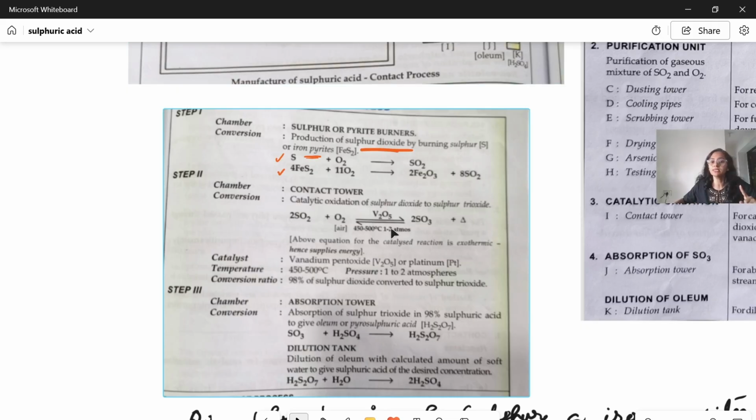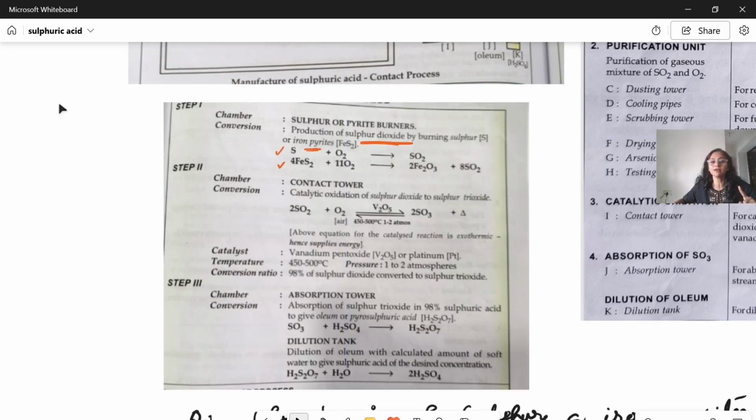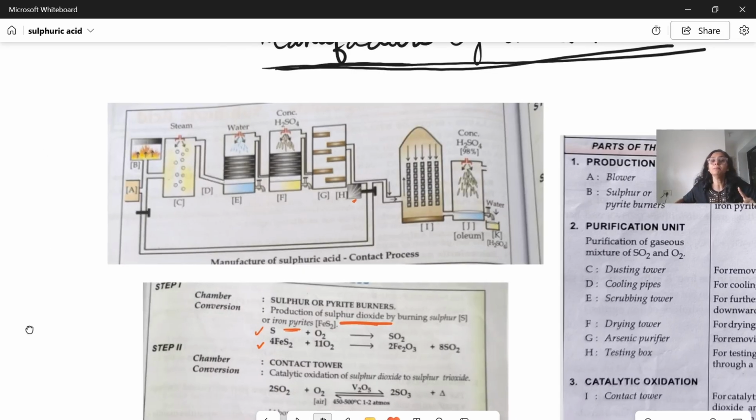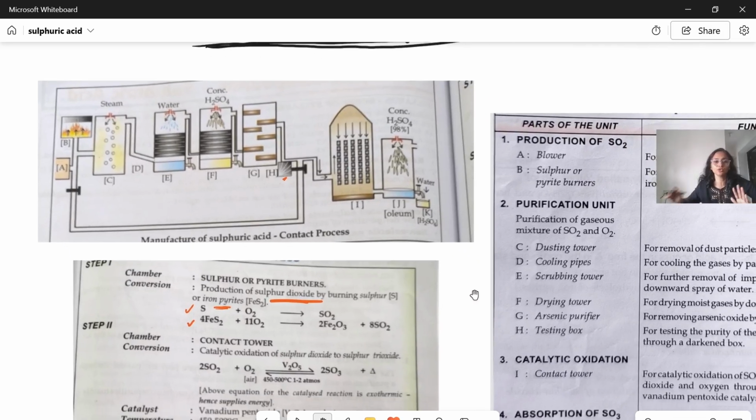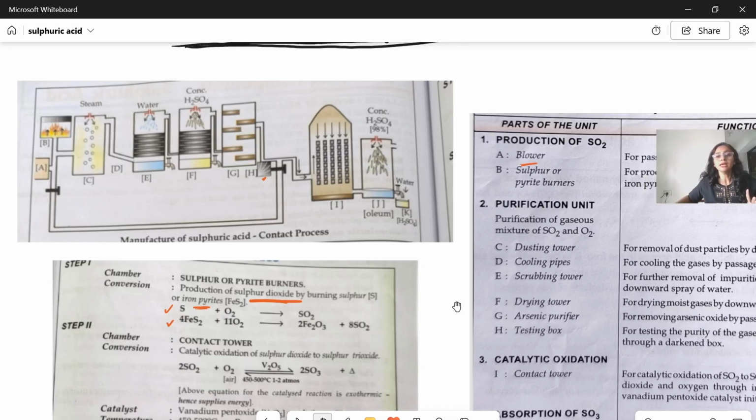Now, when the production of sulfur dioxide is done, there are some impurities present, so we need to get rid of them. The first step is burning sulfur and oxygen. If you look at the diagram of the contact process, A is called the blower. It is the chamber from where air, here oxygen, is blown. And B is called the sulfur or pyrite burner. It is here that sulfur or iron pyrite is burnt to produce sulfur dioxide.